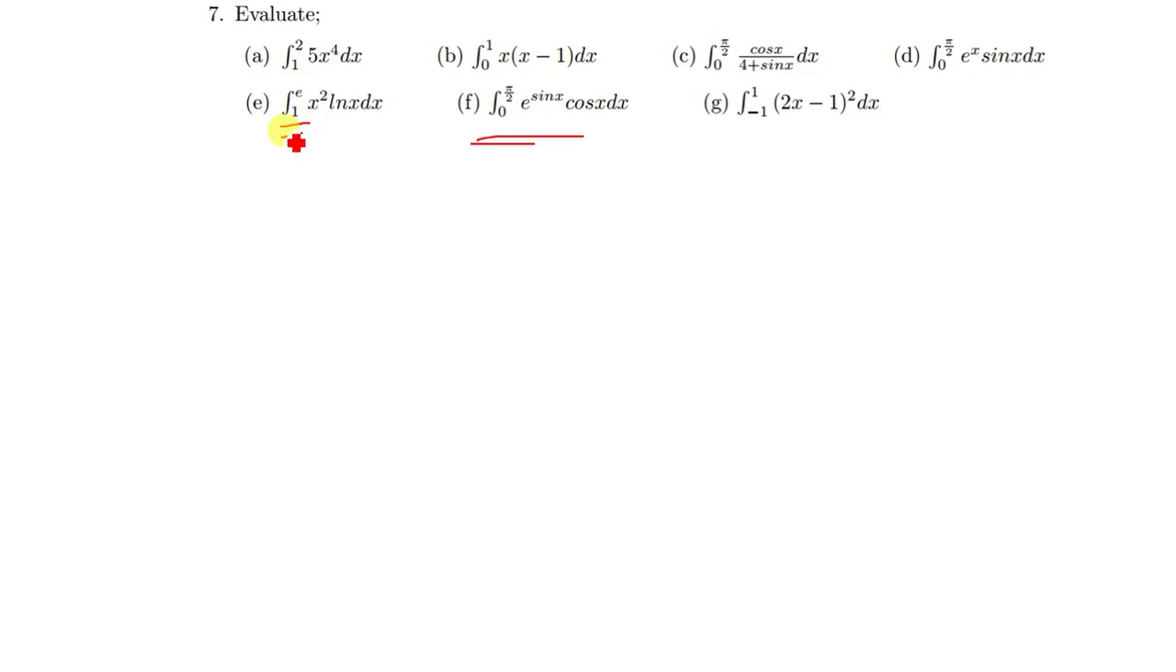And then for this one, let me just say something before I go to this one. For this one, you can see there is e as our upper limit, and our lower limit is just 1. So after integrating, where there is x, you put e on the upper limit, and then on the lower limit you put 1.